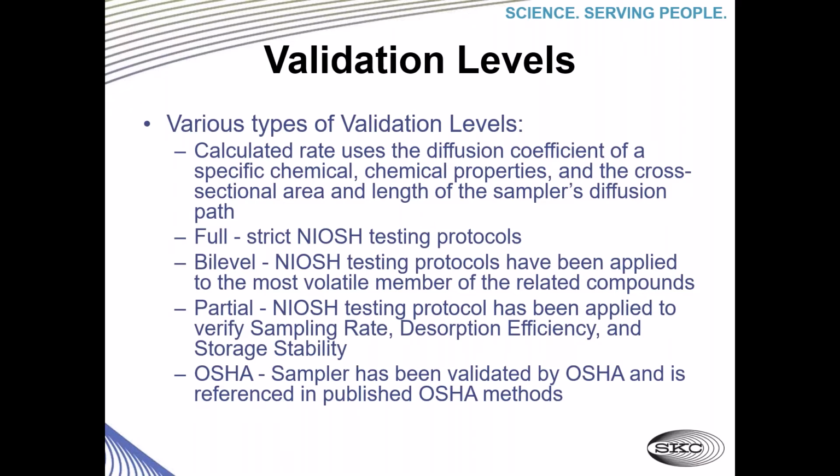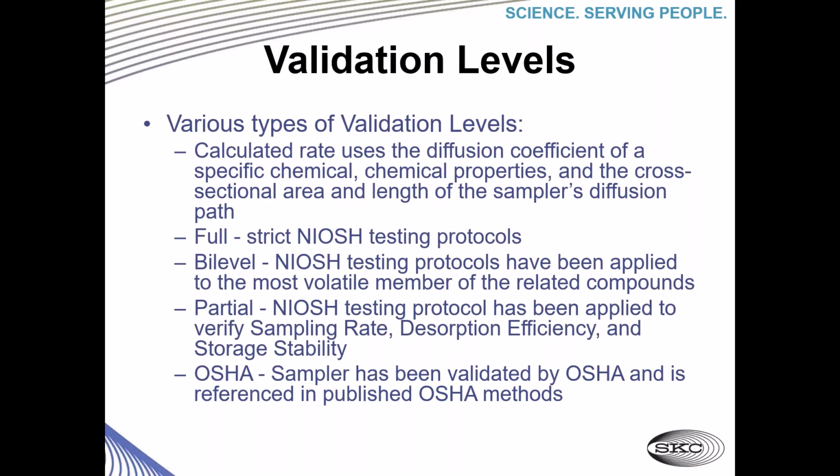There are various types of validation levels. A calculated rate uses the diffusion coefficient of a specific chemical, the chemical properties, and the cross-sectional area and length of the sampler's diffusion path. As a note, this is not a validated rate, just a calculated rate. A full validation is going to undergo strict NIOSH testing protocols. These could include storage stability studies, reverse diffusion, how that badge is going to operate under different temperatures and humidities, and there's a lot of other testing involved in that.